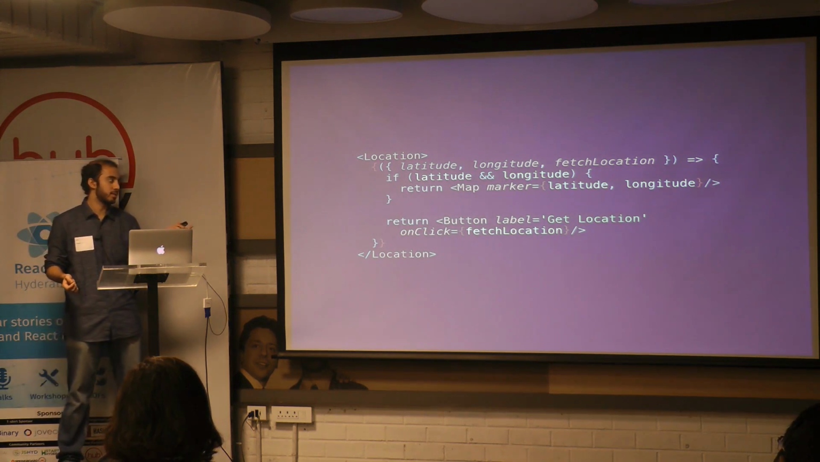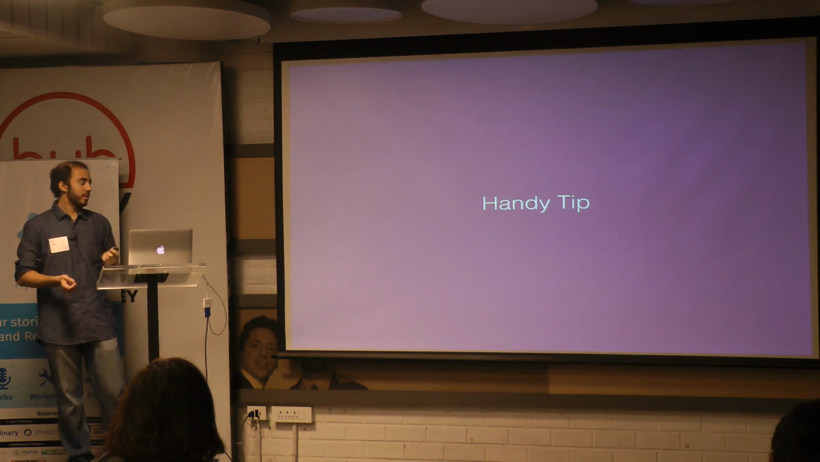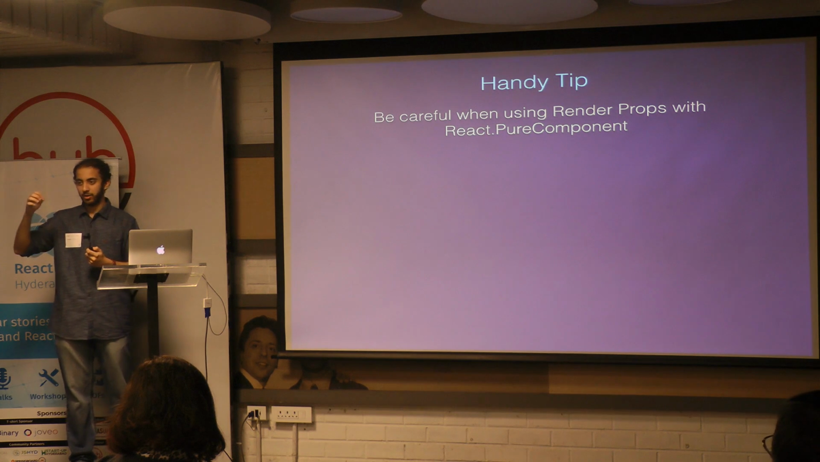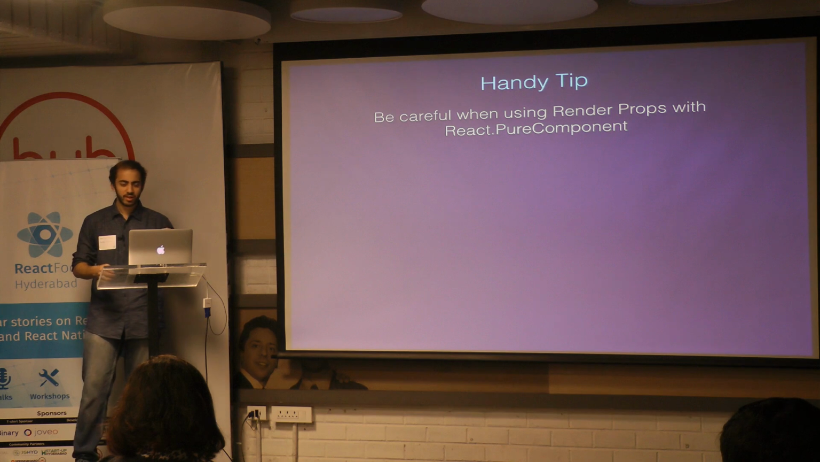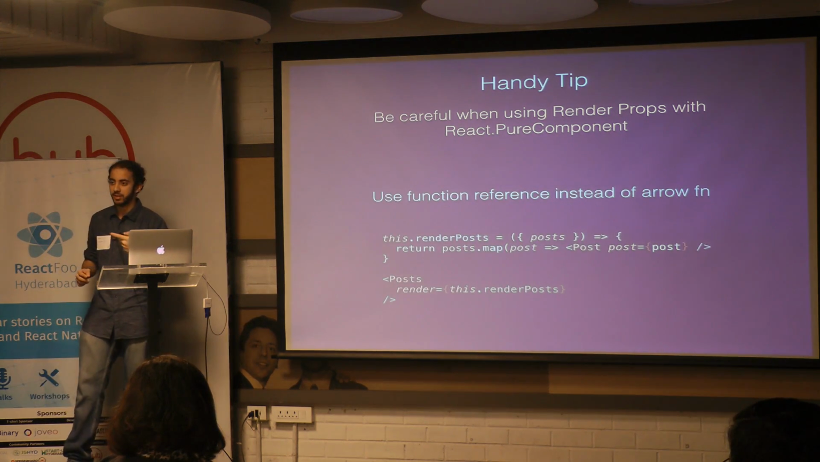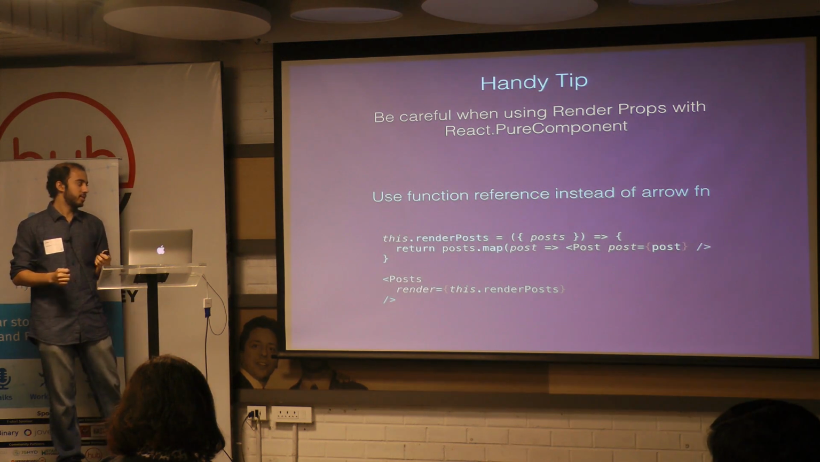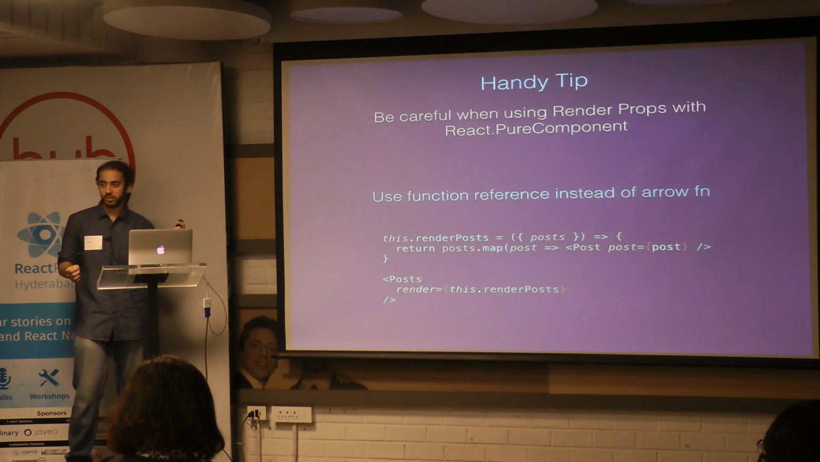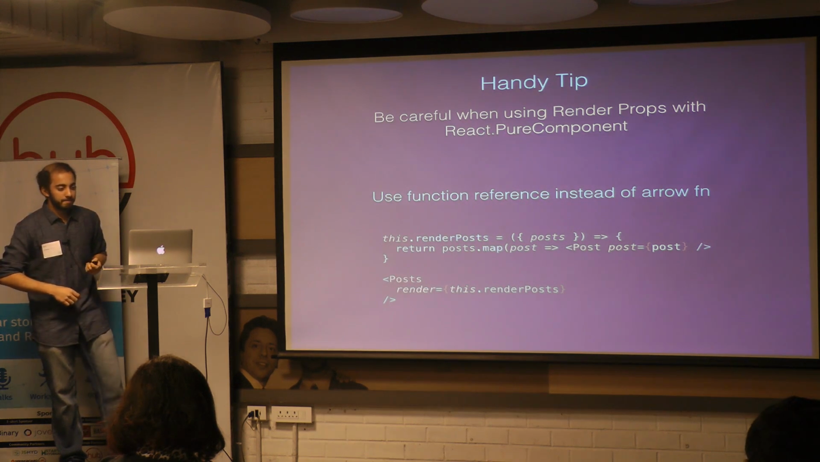Otherwise, show a button that says get location. One thing here is if you're using a pure component and you're going to use the render prop inside that, then the render prop, because it's an arrow function, will keep getting rendered each time because of the shallow diff check. As a suggestion, you can use a function reference and then bind it. So it's just the reference and it doesn't get rendered every time.